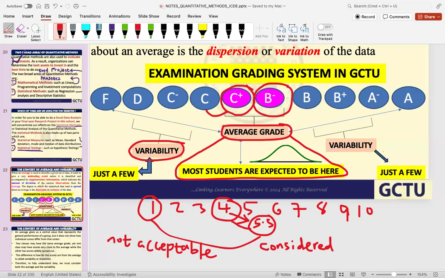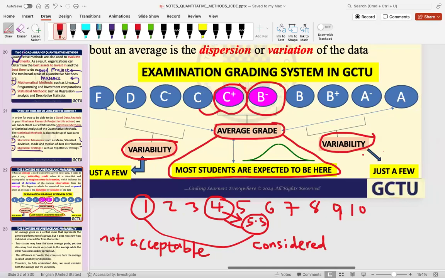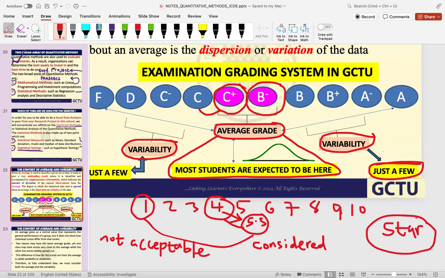Variability, that is moving away from the average. Variability to the left and variability to the right. So in an organization, the company expects a few employees to be in this area. Just a few employees to be in this area because they know that not everybody can exceed the targets. That is why when you go to some of the banks like EcoBank, you see them putting some portrait there as the star of the month or something. That is the worker who has exceeded the target for the month. They just put the person's image there.